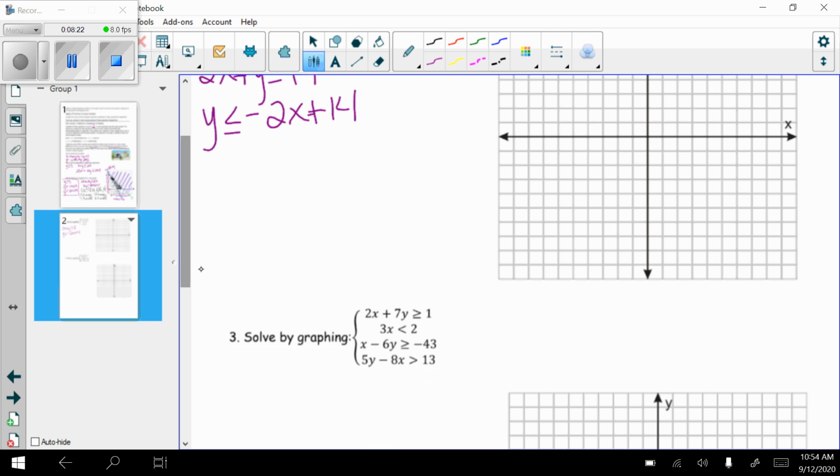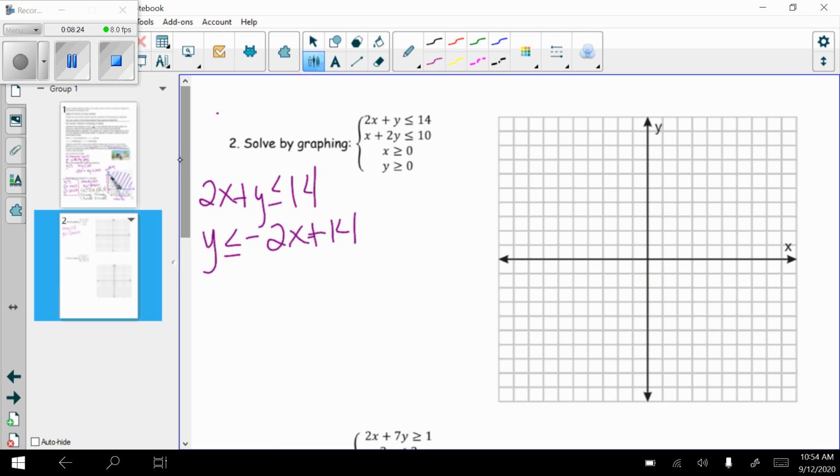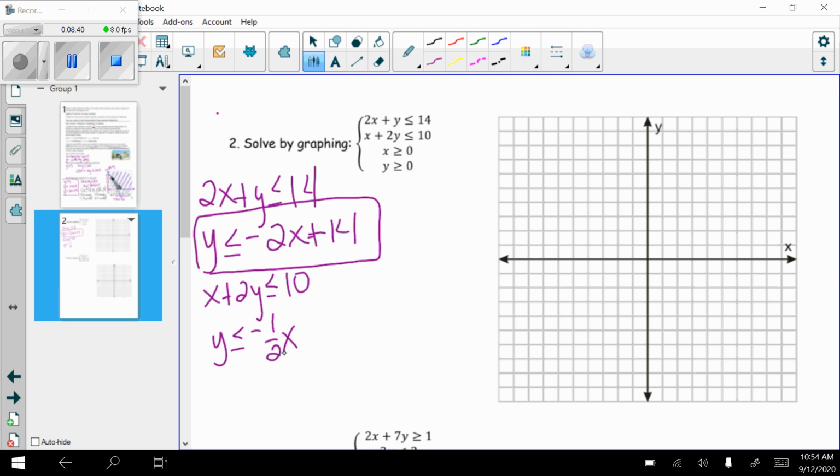So I'm going to graph this one. And then the second one, x plus 2y less than or equal to 10. Get the y by itself, so subtract x, and then divide by 2. So we end up with y less than or equal to negative 1/2 x plus 5. And then these two already have a variable all by itself, so we can go ahead and graph.